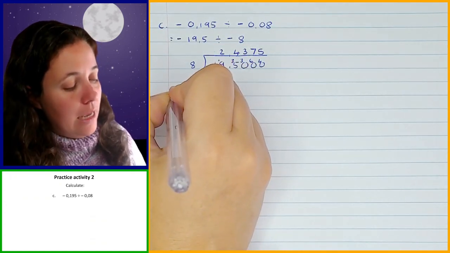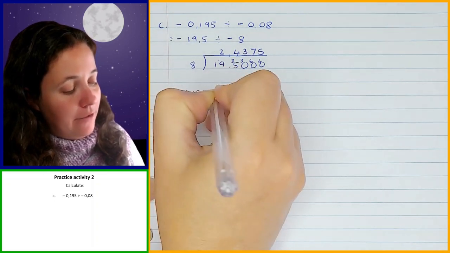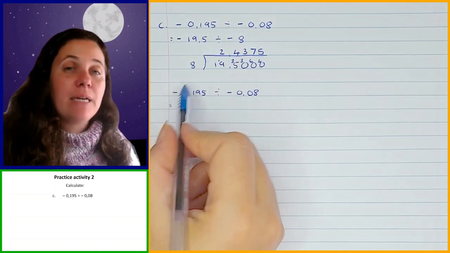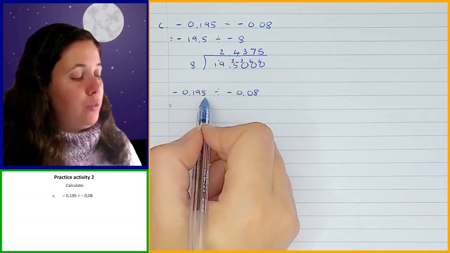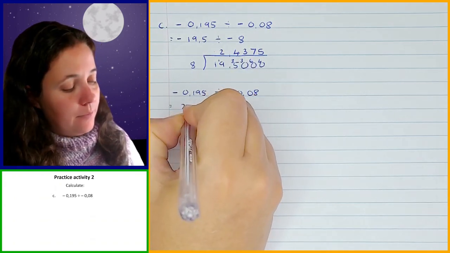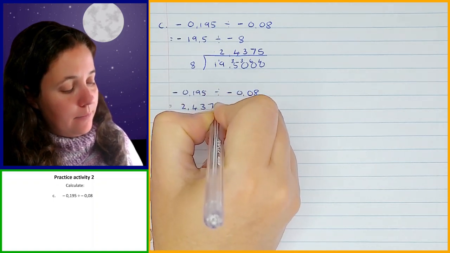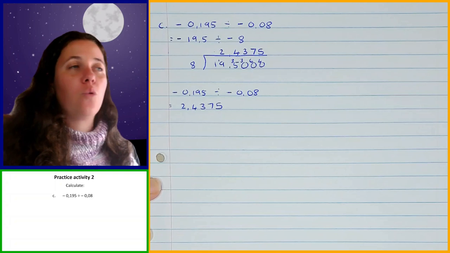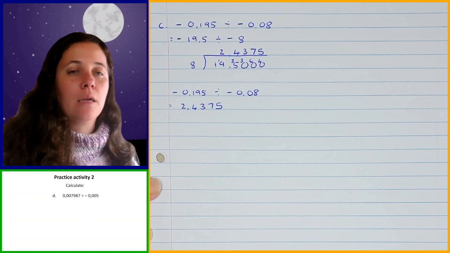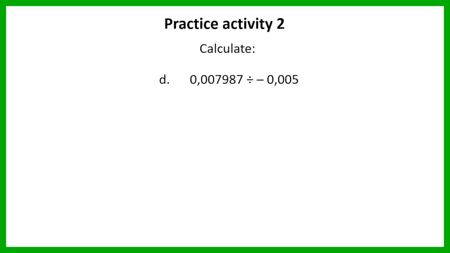So now we can say, therefore, negative 0.195 divided by negative 0.08 is equal to, a negative divided by a negative is positive, and then 0.195 divided by 0.08 gave us 2.4375. Okay, so that's what you should get for question C. And then question D, we've got 0.007987 divided by negative 0.005. I'm going to give you a minute again to work on this last question for today.